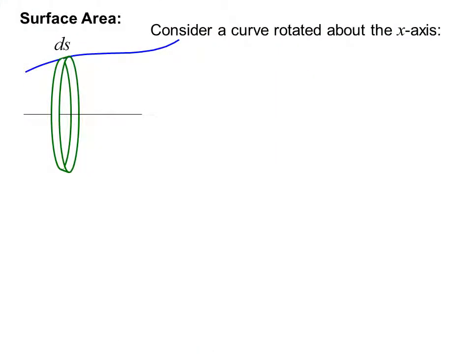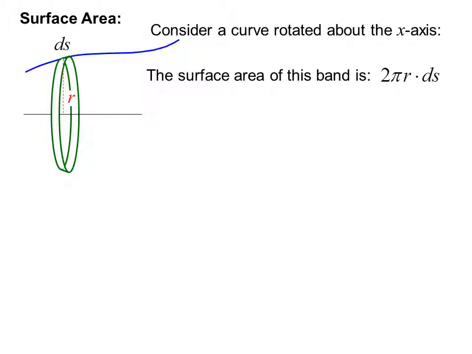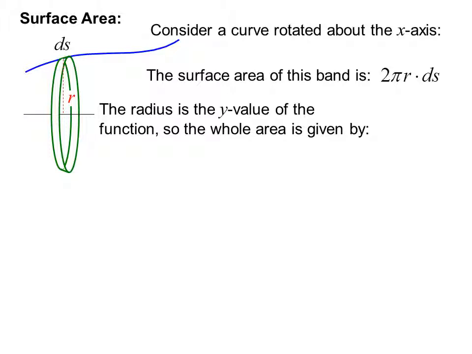Consider a curve rotated about the x-axis. The surface area of this band is 2 pi r ds, that is the circumference times ds. The radius is the y value of the function, so the whole area is given by the integral from a to b of 2 pi y ds.